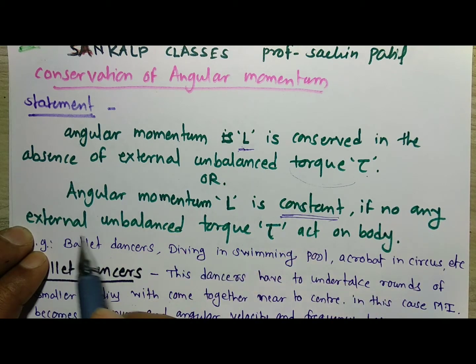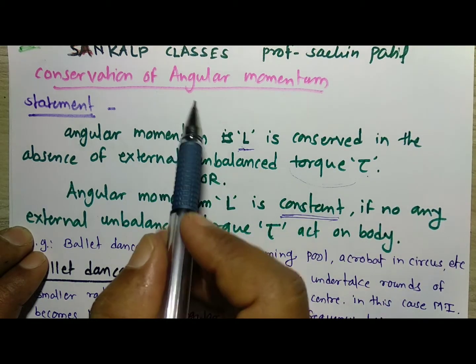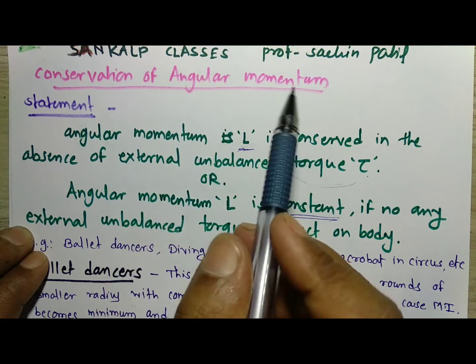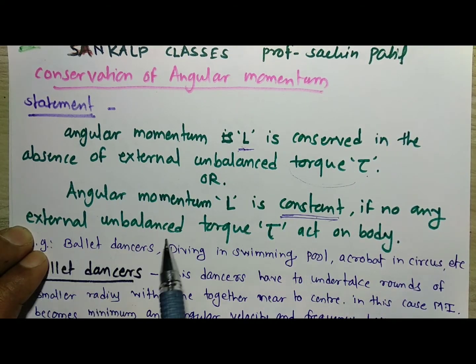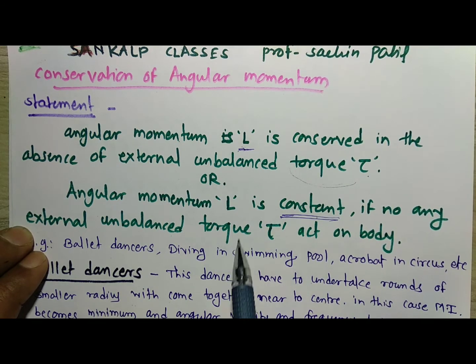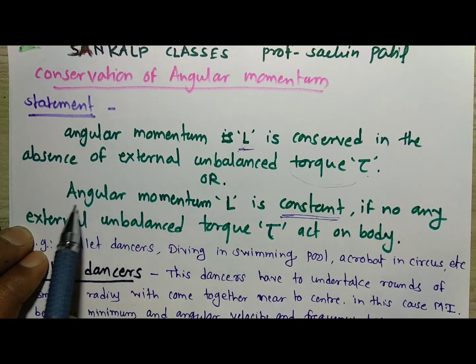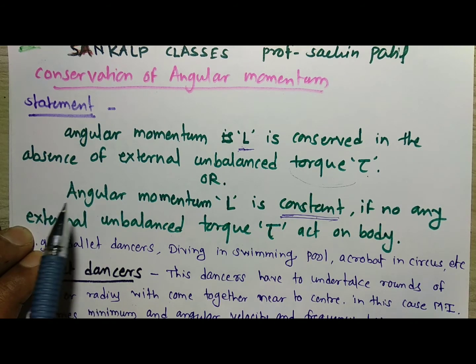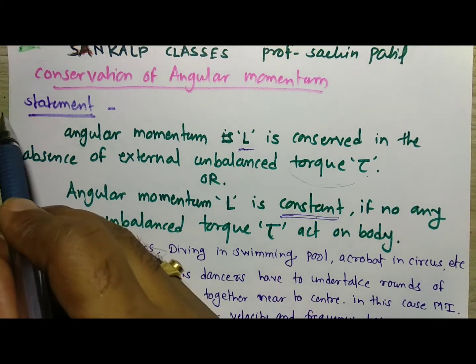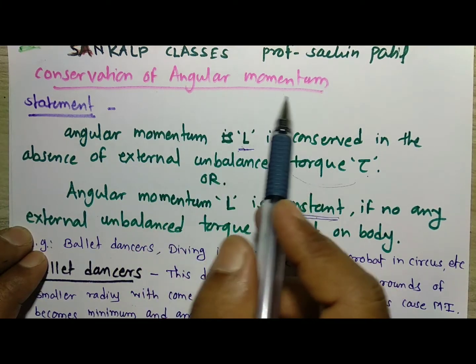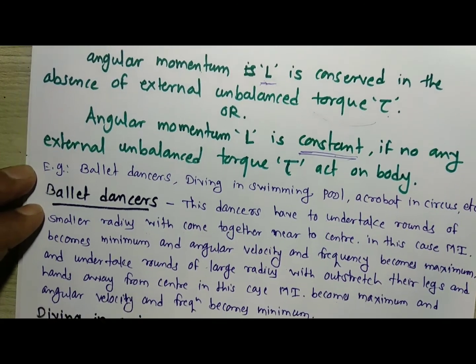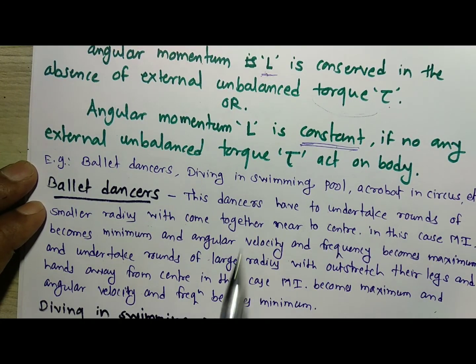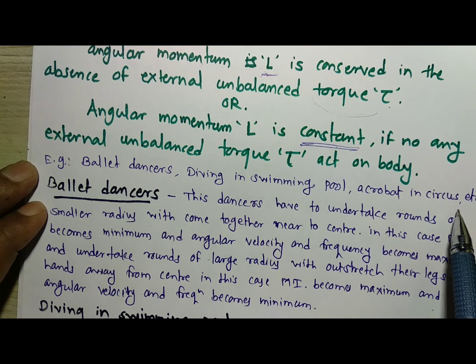You can also get the analogous statement for linear momentum. Linear momentum P is a constant if no external unbalanced force acts on the body. That means torque is replaced by force, L is replaced by P, angular is replaced by linear, and you will get the same statement related to conservation of linear momentum. Examples of conservation of angular momentum are ballet dancers, diving in a swimming pool, and acrobats in a circus.